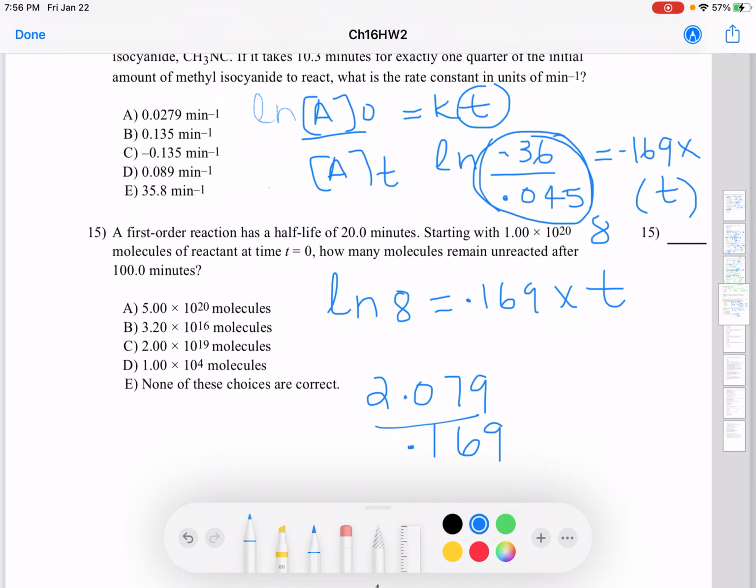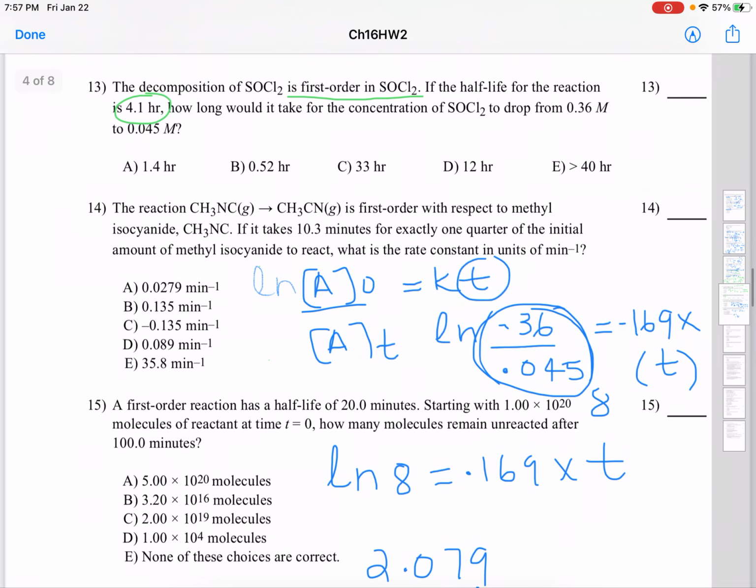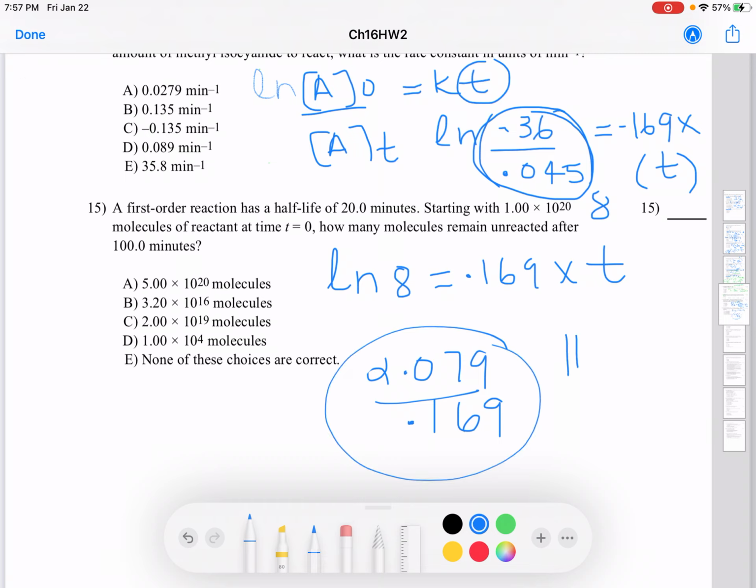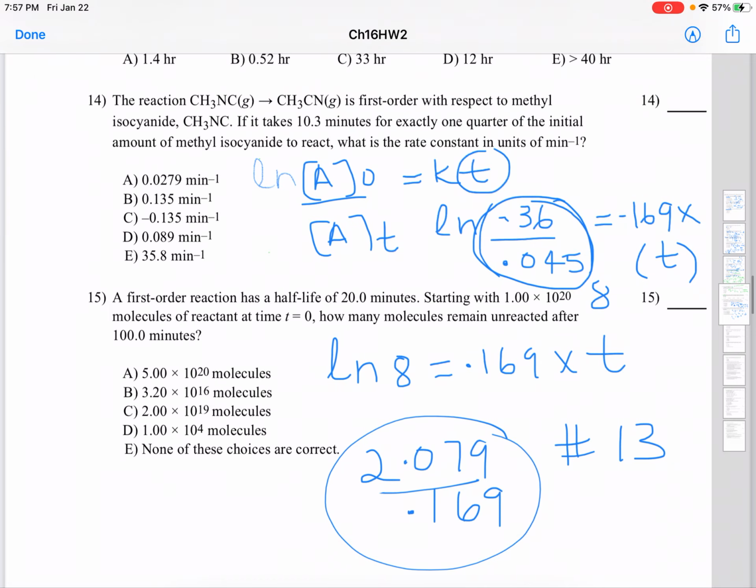2.079 over 0.169. Okay, good. I got an answer. 0.169 is the correct one, right? And now for number 13. Yeah, so we were doing this problem for number 13. Okay, so you will get an answer and you can write it down. 2.079. Okay, all right, and then number 14.